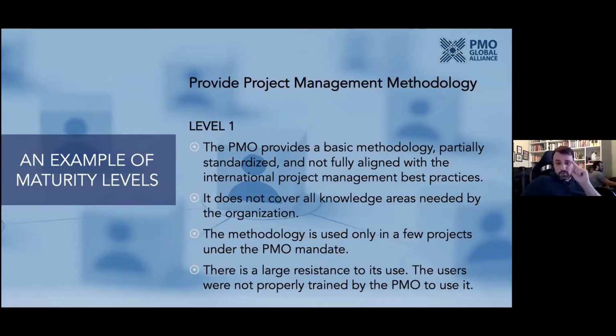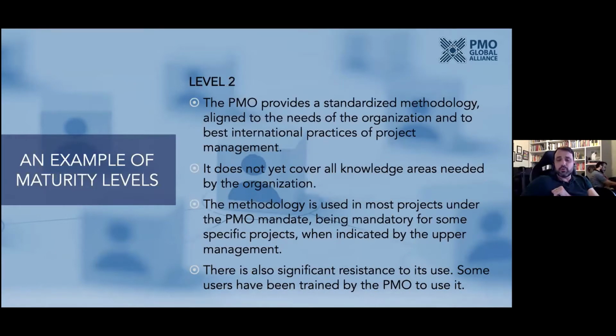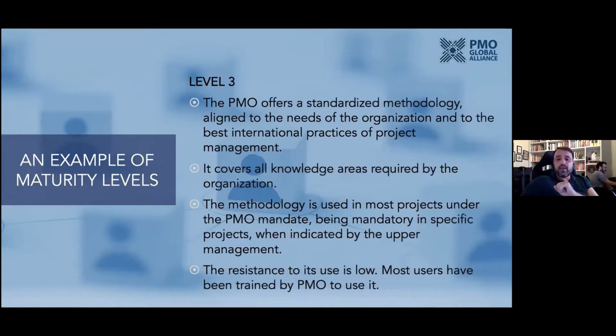So if you see this description and you feel, oh, that's what we are, it means that you are in the level 1 for the provide project management methodology function. So each function, you will have a different level of maturity. So we have here the level 2, right? So you see that we have a slight improvement, right, in each trigger. Level 3, and finally we have level 4.